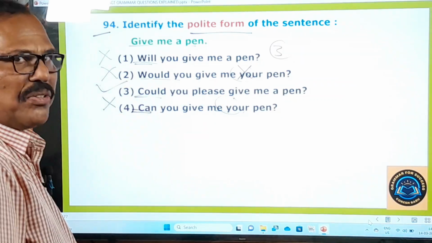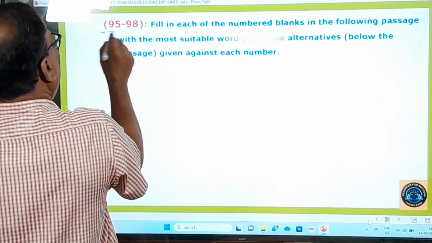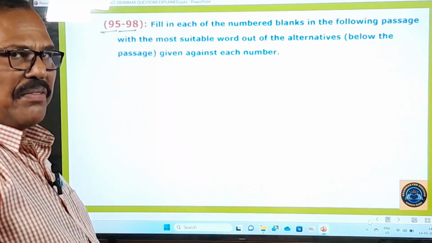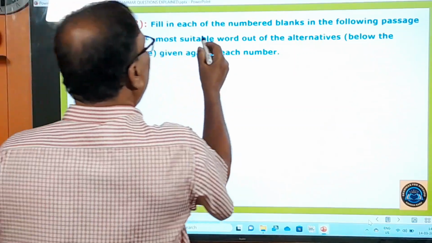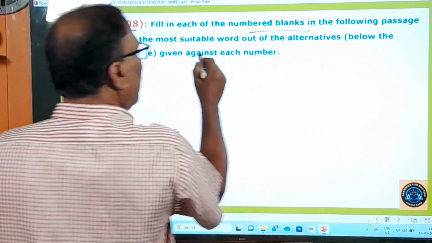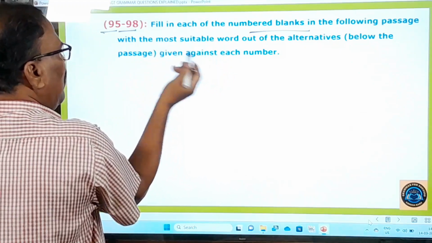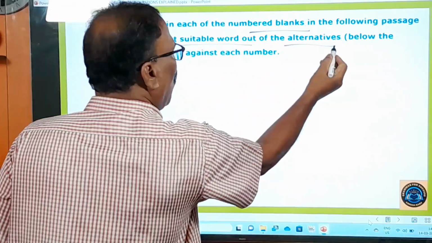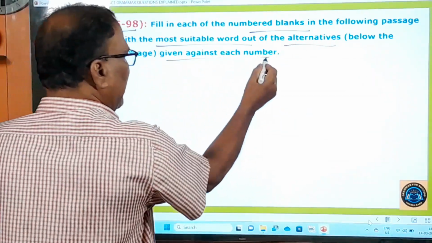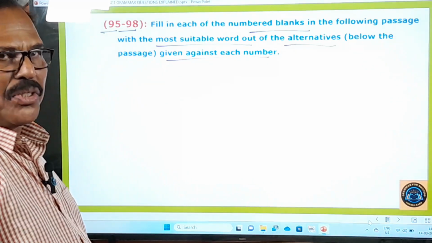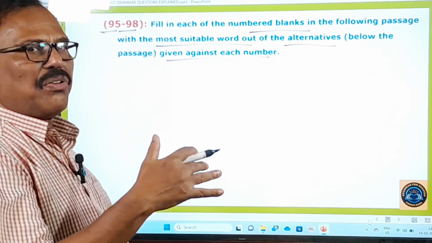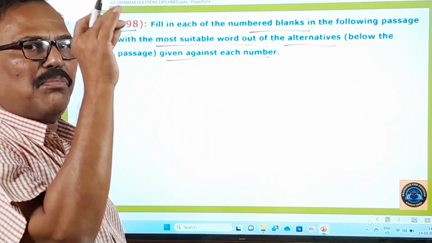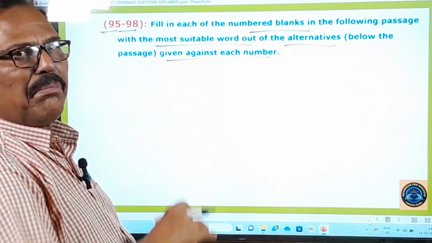Now let's move on to the next question. Questions 95 to 98, four questions are given. What is the examiner asking you to do? Fill in each of the numbered blanks in the following passage with the most suitable word out of the alternatives given below the passage against each number. So against each number, four alternatives are given, out of which you have to choose the most relevant, most appropriate one for the given blank.